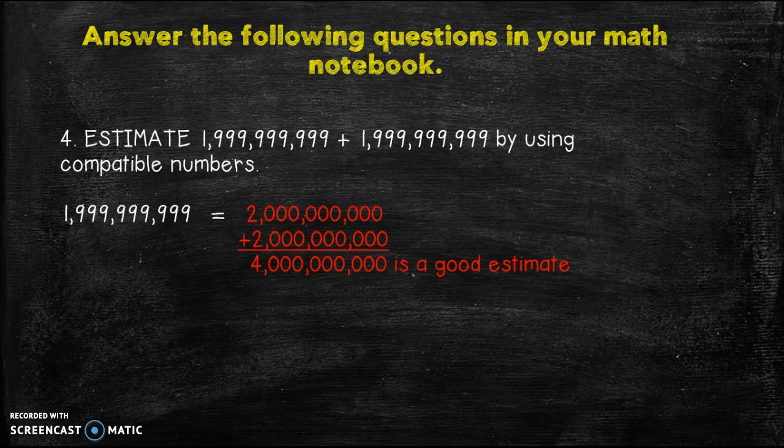And problem number 4. Look at that. Lots of digits involved in this one, right? Well, it's asking to change 1,999,000 all the way down by using compatible numbers. Well, actually, the closest compatible number is just by adding 1 to each. So we're going to change that to 2 billion plus 2 billion equals 4 billion. That is a good estimate. Promise, that's the hardest problem you're going to have to do.